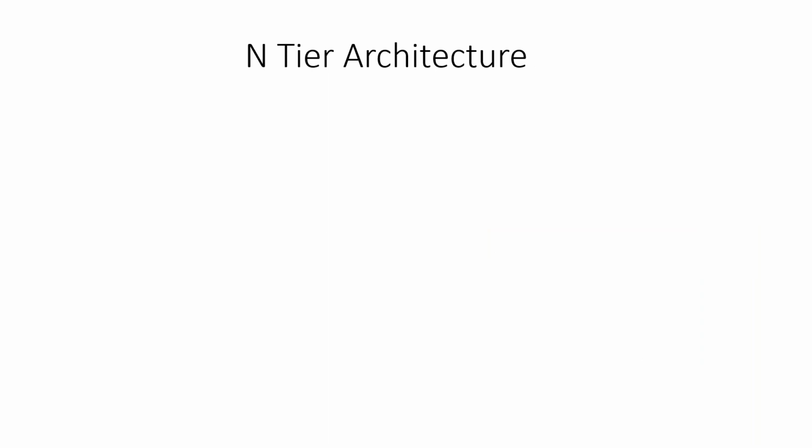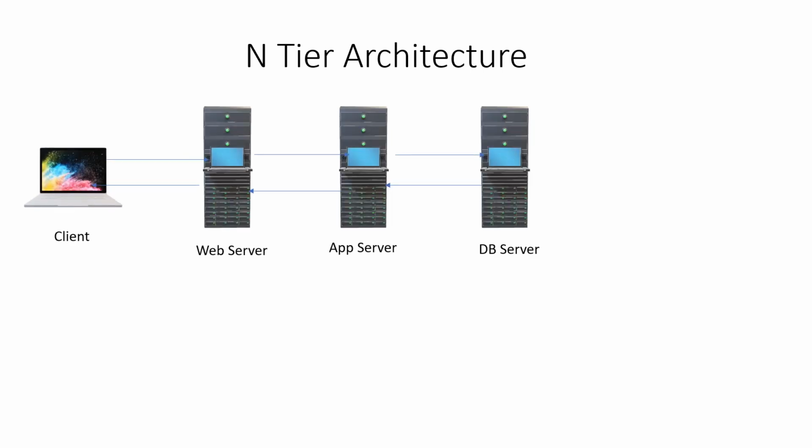In this server terminology, you need to understand the types of architecture as well. There are different types of architecture, like 2-tier, 3-tier, and n-tier architecture. I'm assuming we are all aware of those, but anyhow, I'll explain. For example, there is a client, a web server, an app server, and a DB server. This could be the structure of the entire architecture. And we also have the 3-tier and 2-tier architecture, right?